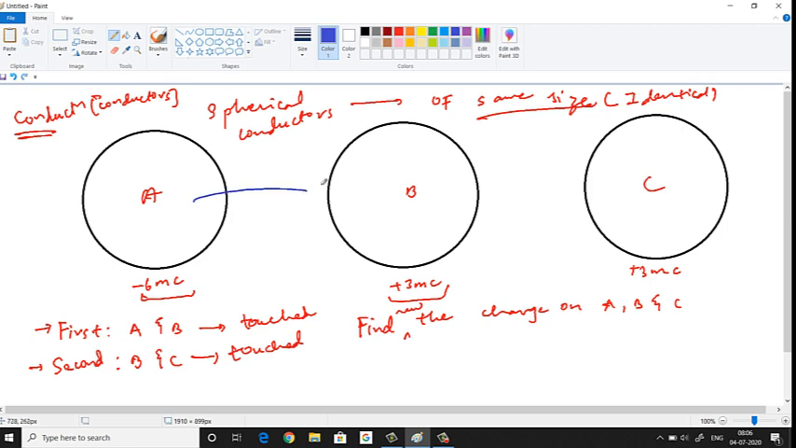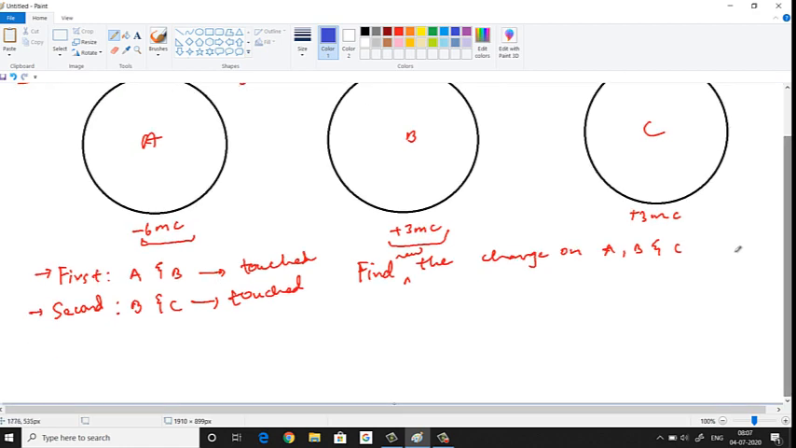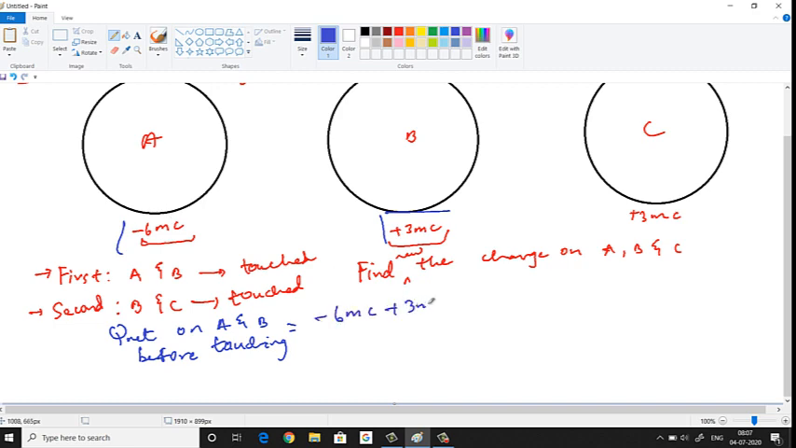So what is my point? When the size of conductors are identical, when the size of conductors are same, then charges are going to distribute equally. What charge is? Net charge. So charge on A is how much? -6. Charge on B is how much? 3. So what is the net charge on A and B? Q net means net charge on A and B before touching. Okay, before touching or before conduction. What is that value? -6 millicoulombs plus 3 millicoulombs divided by 2, because it is just -6 millicoulombs plus 3 millicoulombs. This is the net charge on A and B before touching.